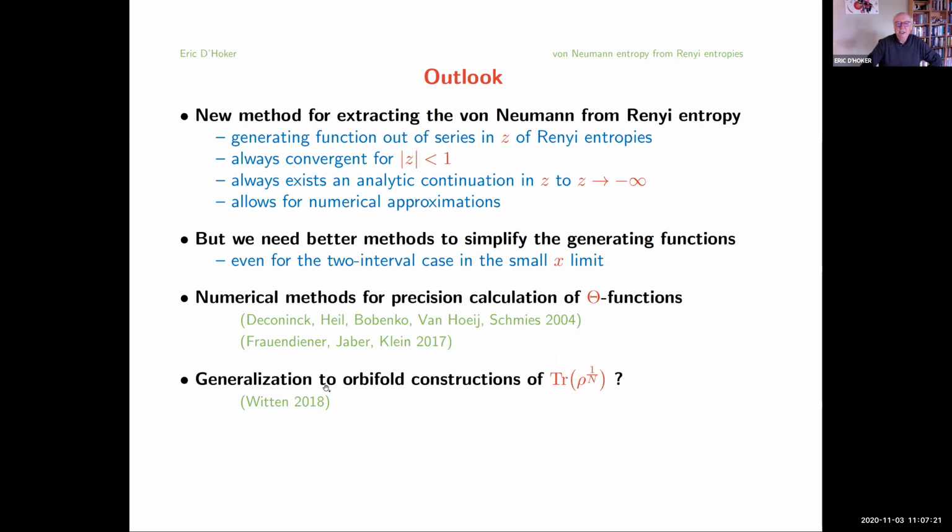And finally, I'm just going to mention that there is a way of getting to the von Neumann entropy, which is actually to take not rho to an integer power, but rho to 1 over n. Also continuing to n equal to 1, but in a sense from below. And this has come up in orbifold calculations, where basically, instead of having several copies, you actually mod out by n. And this was used in a recent paper by Witten on the Rindler horizon.